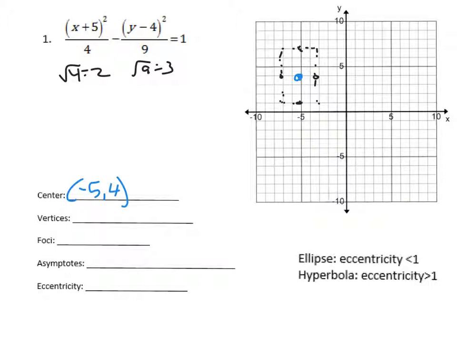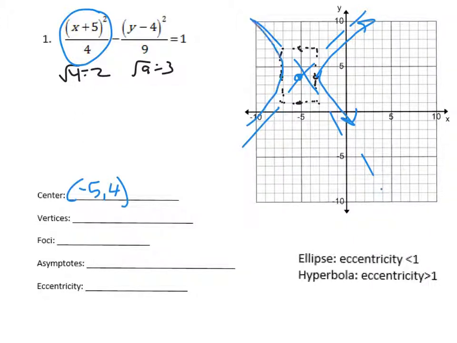I'll try to stay on the lines. It's a little hard for me on my iPad to stay on the lines, but try to stay on the lines. You're going to draw asymptotes through the corners. And since this has a positive x plus 5 squared, my hyperbola branches are going to open right and left. So these are my vertices. I went right and left 2, which means the x is going to change. If I add 2, I'm going to get negative 3. If I subtract 2, I'm going to get negative 7.